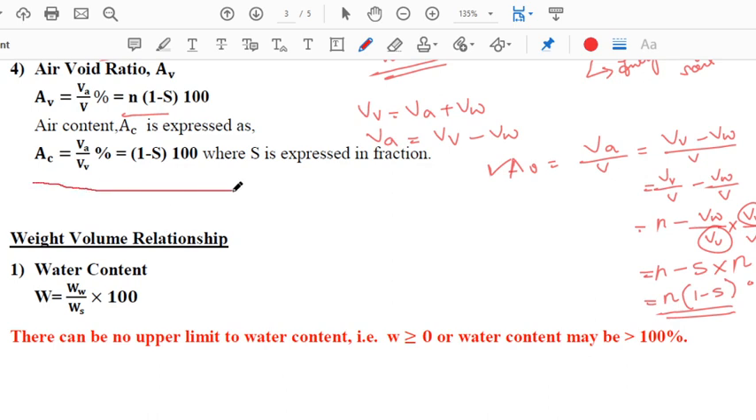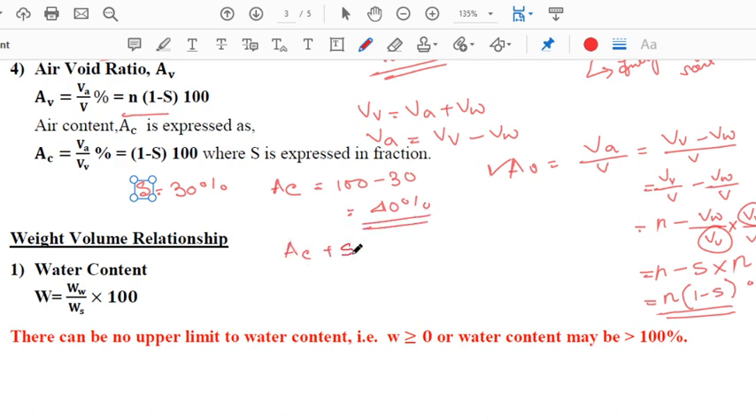Next, looking at the air content, it is actually the volume of air divided by the volume of voids. So if a question comes somehow like this, that S is equal to say 30%, what will be my air content? So air content, I can write it as 100 minus 30, it will be 70%. Why? Because air content plus S is always 1.